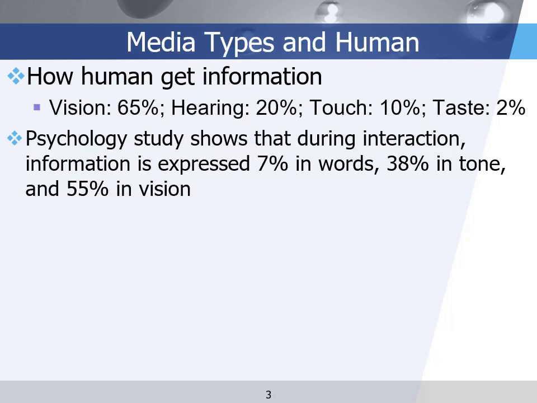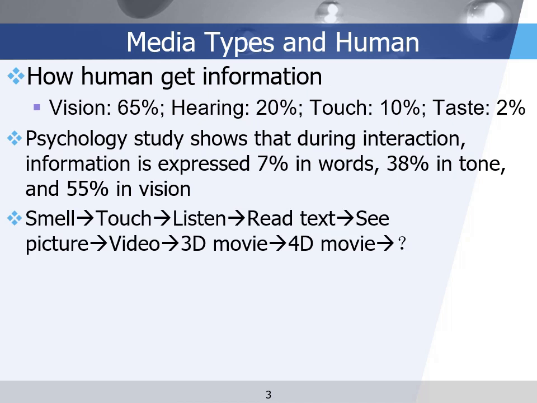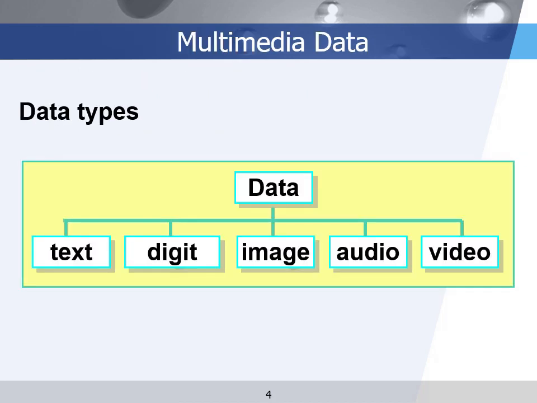Humans can get information from different types of media, like vision, hearing, touch, and taste. Of course, vision can get you much more information compared with taste. Psychology study shows that during the interaction, information is expressed 7% in words, and 38% in tone, and 55% in vision. So it is very important for the computer to represent multimedia in order to show the people more information. For the multimedia data, we have different data types. We have text, digits, images, audio, and video.